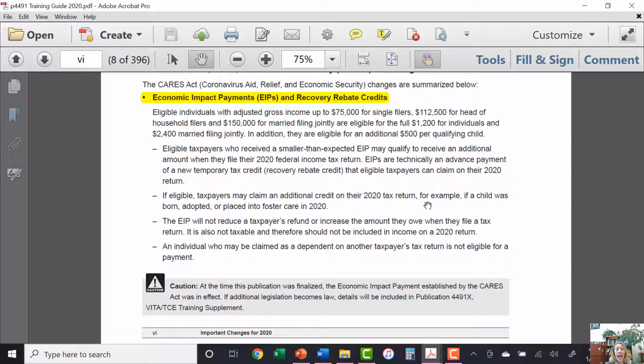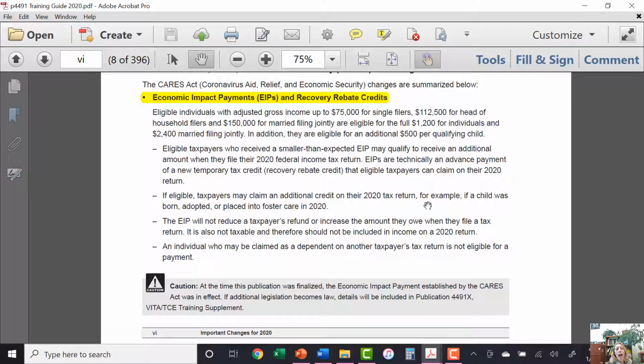But we have to ask the question, and it's on the intake interview form. Did you receive an economic impact stimulus payment in 2020? And if you did, what was the amount? Was it $1,200? Was it $2,400? Was it an additional $500 per qualifying child? How much? They're going to know what they got. We have to have that information, and it has to be correct and accurate. And we put that right into TaxSlayer for matching purposes.